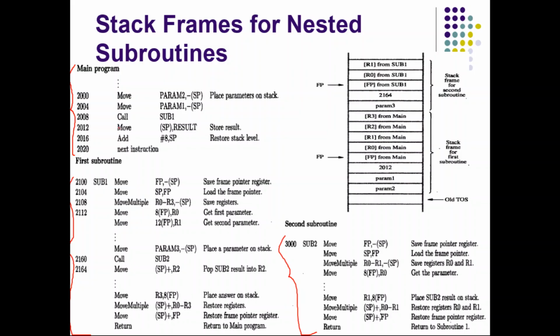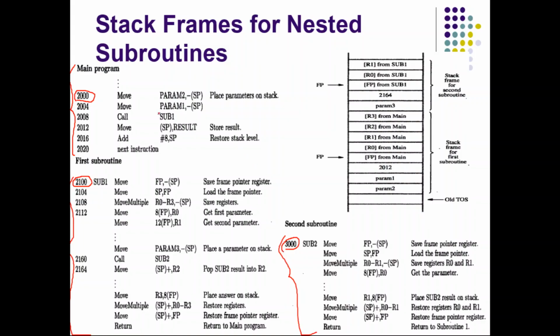Starting at the main program, the starting address we don't know, but from this address onwards we are considering address 2000. Subroutine 1's starting address is 2100. Subroutine 2's starting address is 3000. Right, so let us try to understand.